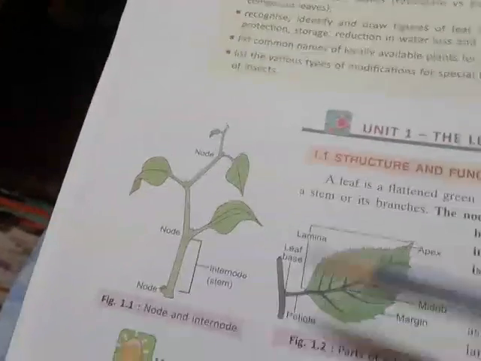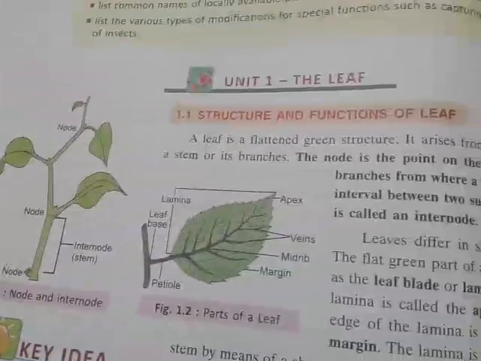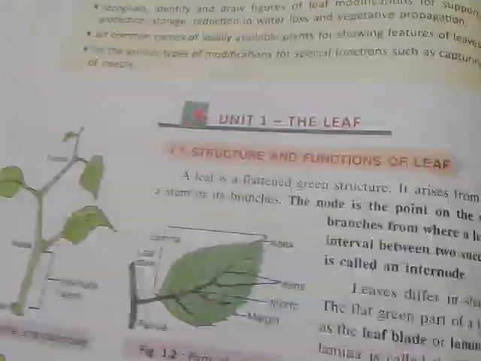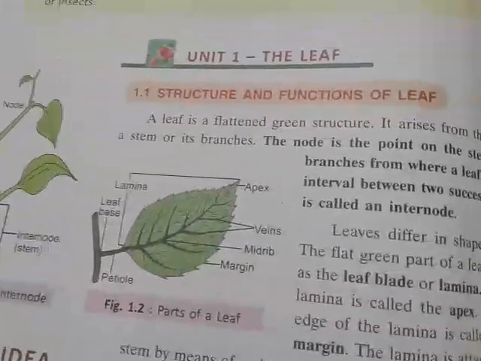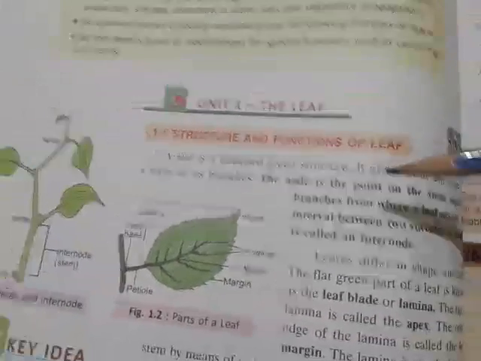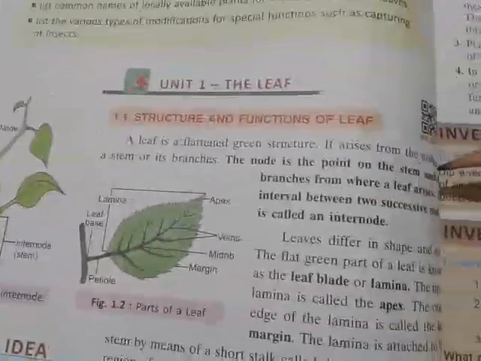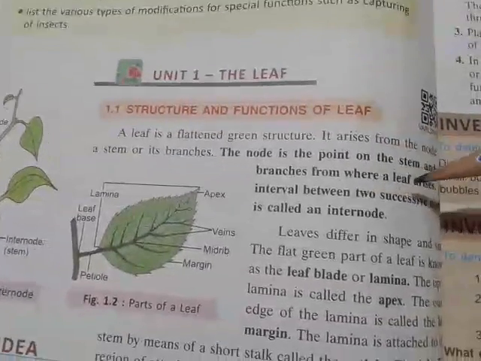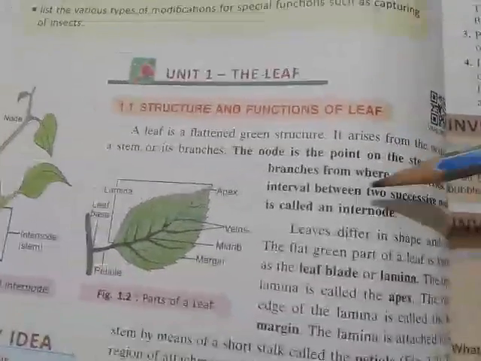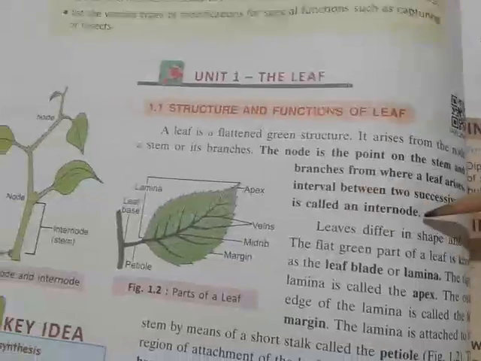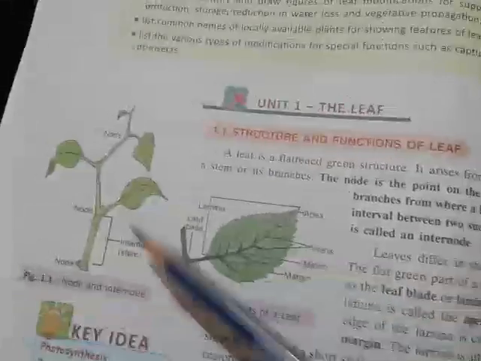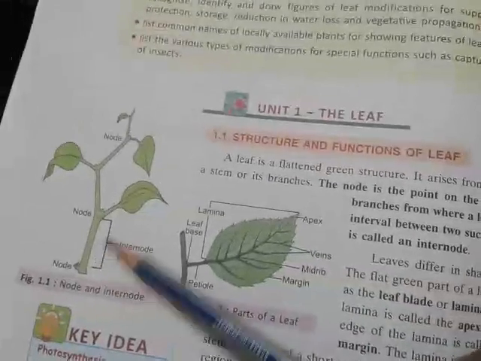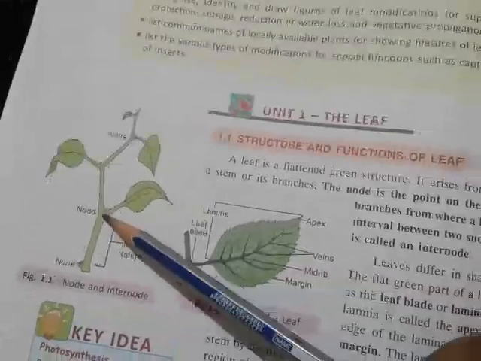A leaf is a flattened green structure. Everybody knows these things. The node is the point on the stem and its branches from where a leaf arises. The interval between two successive nodes is called the internode. So this portion is your internode, and this portion is your node.